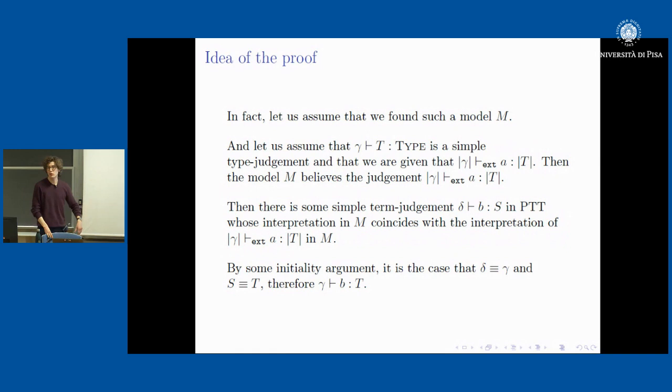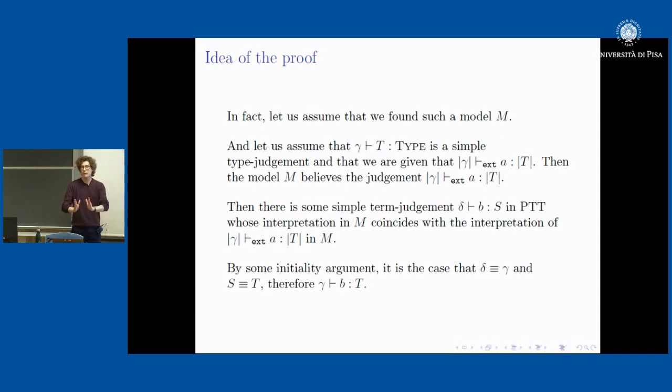Assume that we have such a model, a model with this surjectivity property. If we have such a model, we can actually deduce conservativity in this way. Assume that you have a simple type judgment, capital T, and this is in PTT, right?